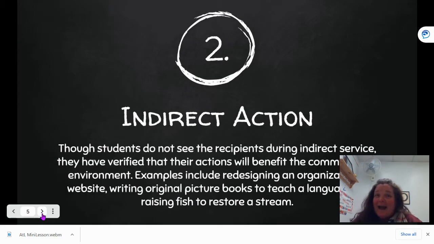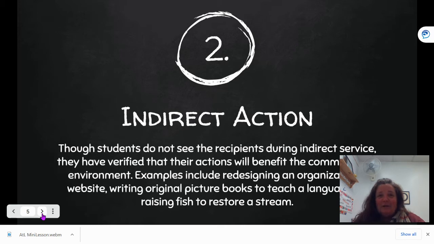The second one on the table is indirect action. Even though you're not going someplace and working side by side with other people to do a service, it's you knowing that people are going to benefit from what you're doing. So that's you recording yourself playing music. Remember, we talked about personal and cultural expression as one of the global contexts.